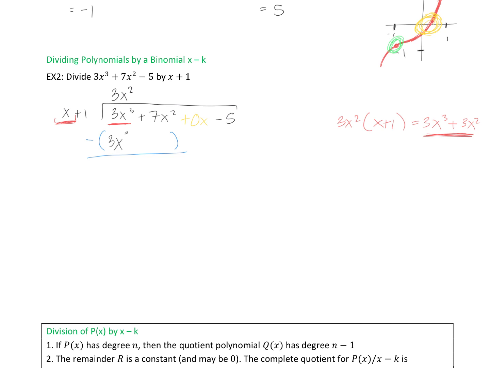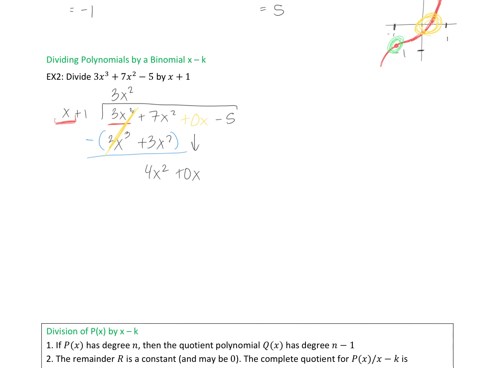So 3x cubed plus 3x squared. And again, hopefully, I'm going to cancel out that first term right there. And indeed, it does cancel. And then I have 7 minus 3. So 7 minus 3 is going to be 4. And then we'll bring down that 0x term. Okay, so we finished one cycle.